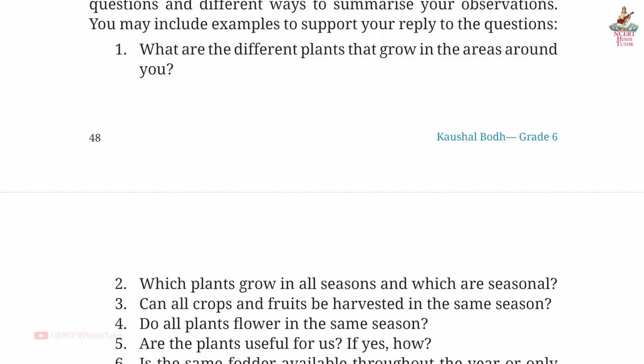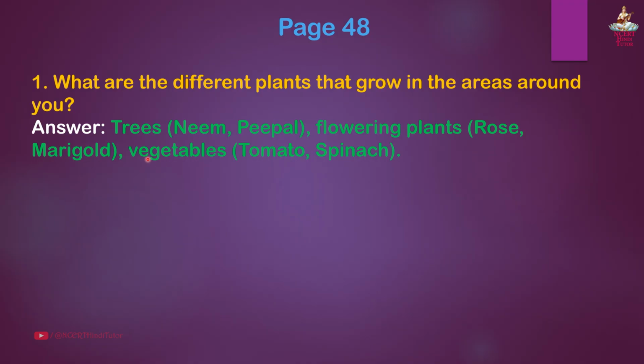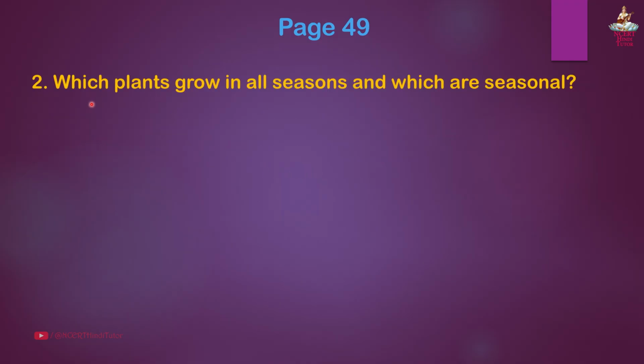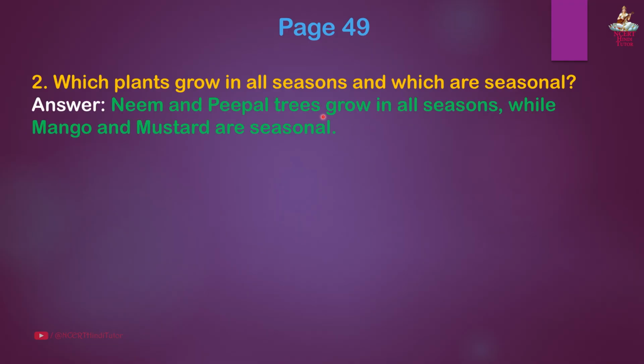Page 48, Question 1. What are the different plants that grow in the areas around you? Answer: Trees, neem, peepal; flowering plants, rose, marigold; vegetables, tomato, spinach. Question 2. Which plants grow in all seasons and which are seasonal? Answer: Neem and peepal trees grow in all seasons while mango and mustard are seasonal.